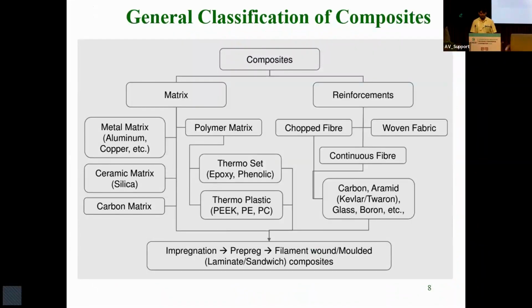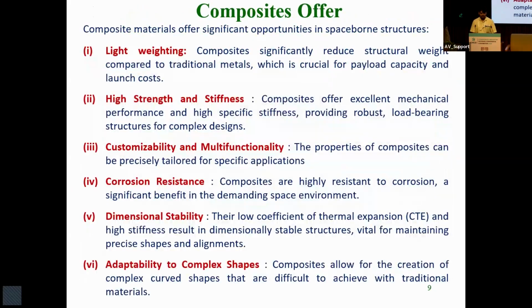This is the classification of the composites. Major classification, I think we are all aware of. These are the main properties which composites offer, and which we are glad to use or optimize for our specific structures: lightweight, high specific strength and stiffness, customizability or multifunctionality, meaning we can use them as per our requirement, corrosion resistance, and dimensional stability because of the low CTE, adaptive over complex shapes.